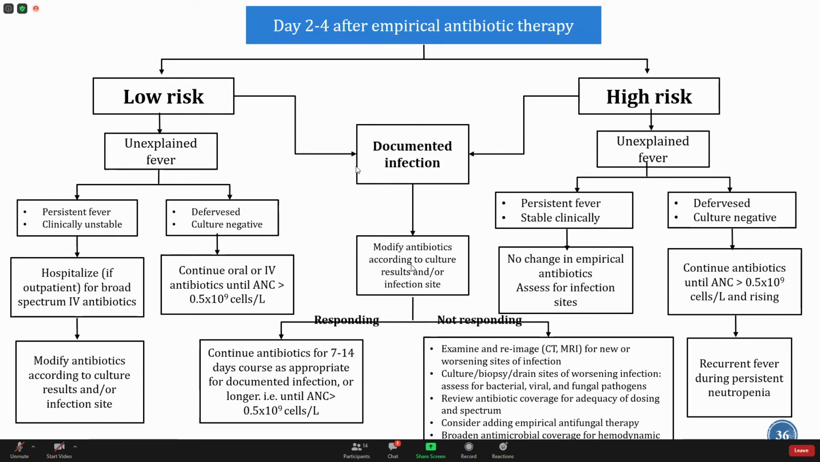coli, we can treat it for 10 to 14 days from the last negative culture. If it's MSSA, we try to treat it for 14 days from the last negative culture with IV antibiotics. And if it's unexplained fever and the patient has persistent fever, but clinically the patient is stable, you don't need to change the antibiotic. If the patient has become defervesced and cultures are negative, again, you have to continue the antibiotic for an indefinite period until the ANC is more than 500.